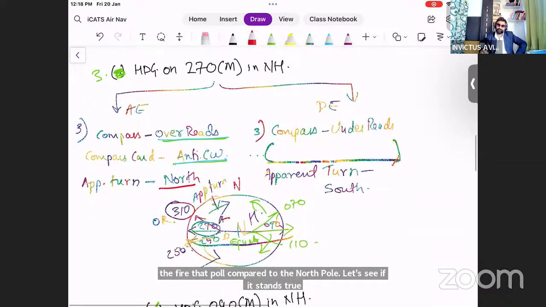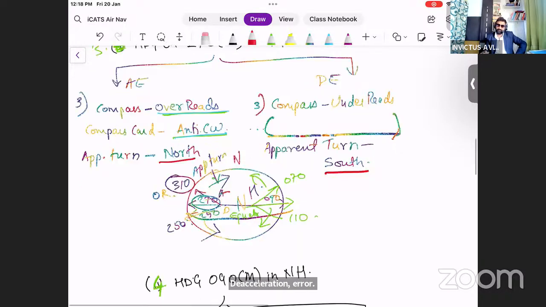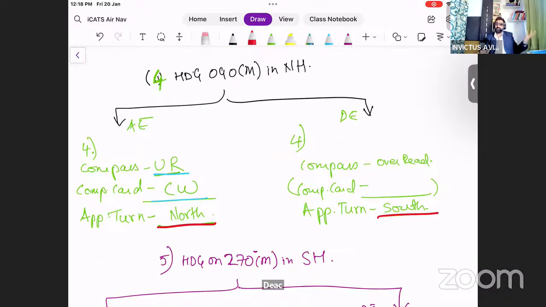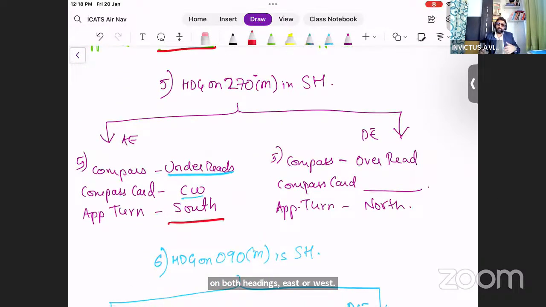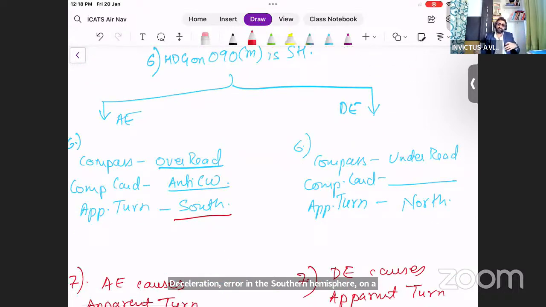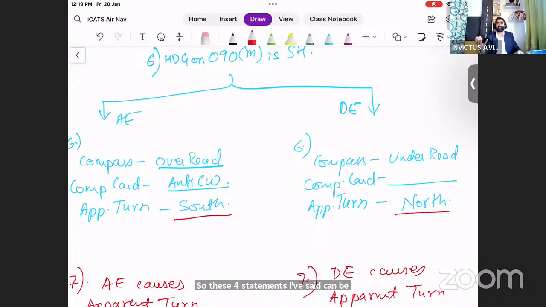Deceleration error in the northern hemisphere, apparent turn south. Deceleration in the northern hemisphere, apparent south on both headings, east or west. Deceleration error in the southern hemisphere on a westerly heading, apparent turn north. Deceleration error in the southern hemisphere for an easterly heading, also apparent north. So these 4 statements I've said can be like 4 questions to you, students. If you understand it, you'll always get it right. Good for you.